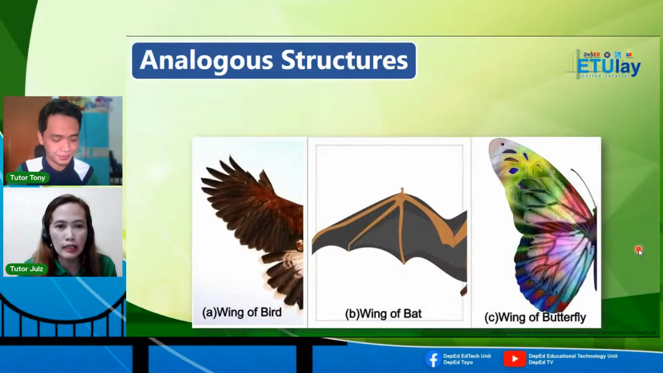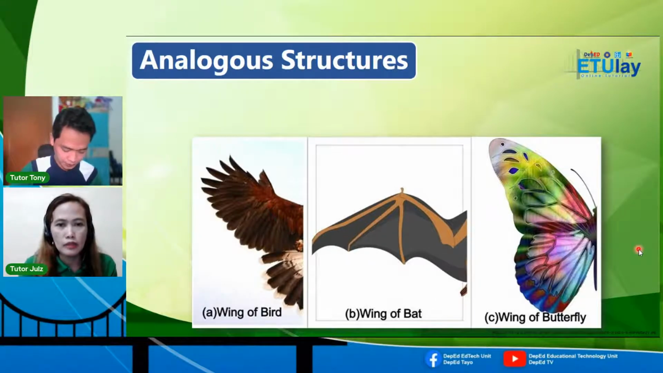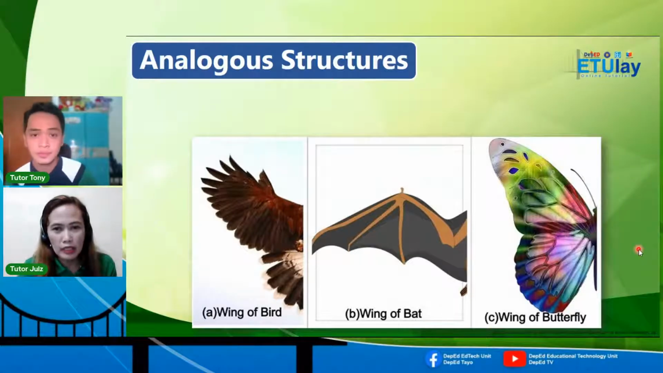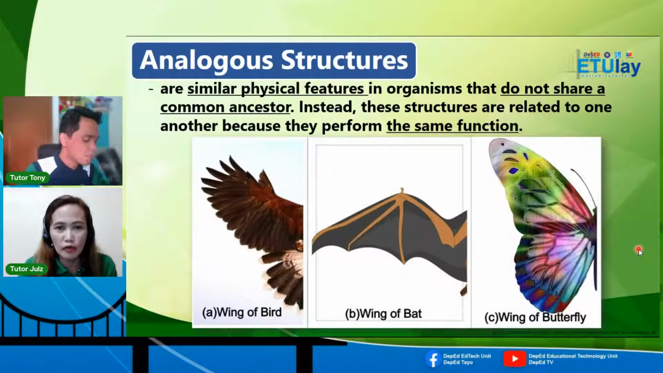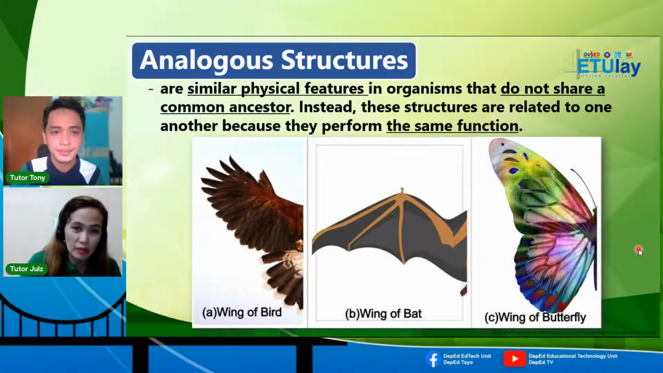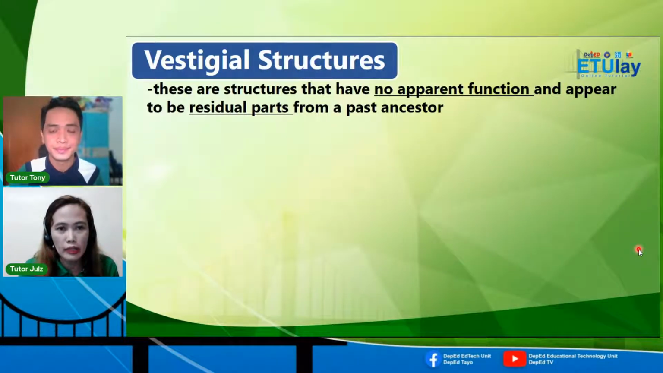And then an analogous structure, sample here, the wing of the bird, the wing of the bat, the wing of the butterfly. Yung structure parang parehas kasi they have the same function. They perform the same function, similar physical features, but they do not share a common ancestor. Galing sila sa iba't ibang ancestor. Pero yung gamit of those, we know these organisms use their wings to fly, right? Okay, that is under analogous structure.